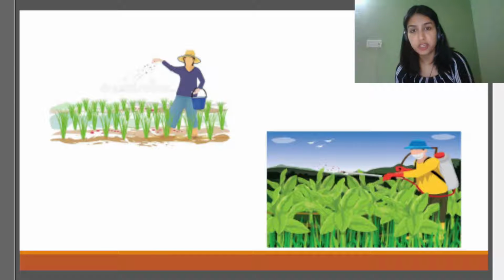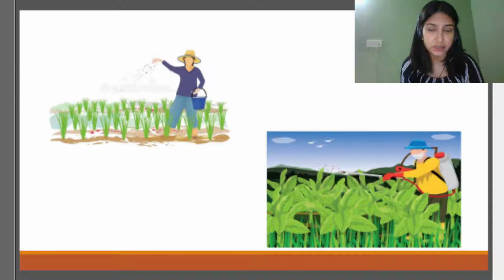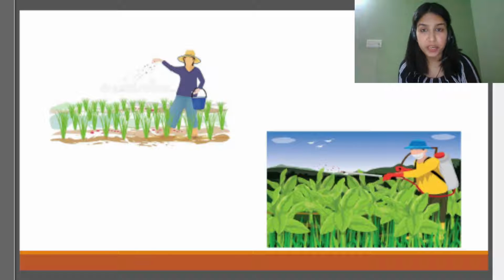So what would be the work of fertilizers and pesticides? Does anybody already know? We'll be discussing more about it. So we'll be moving forward with the thoughts that we have from these pictures.